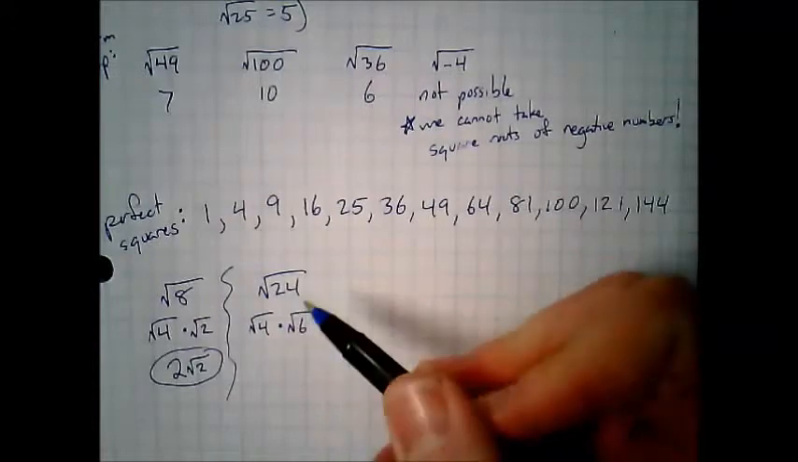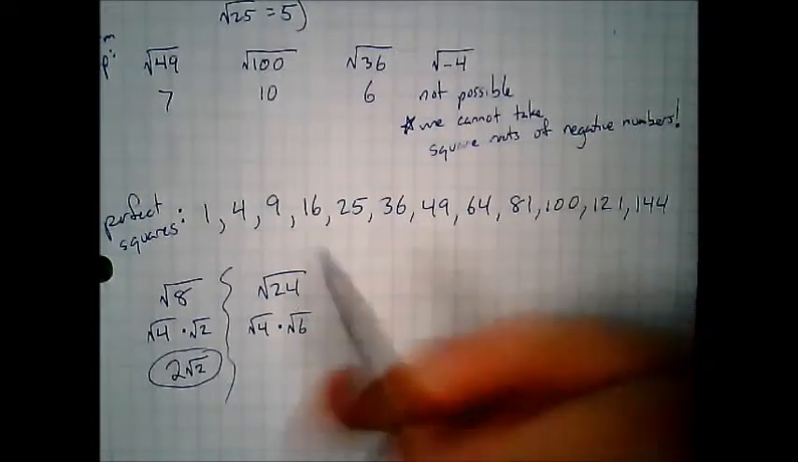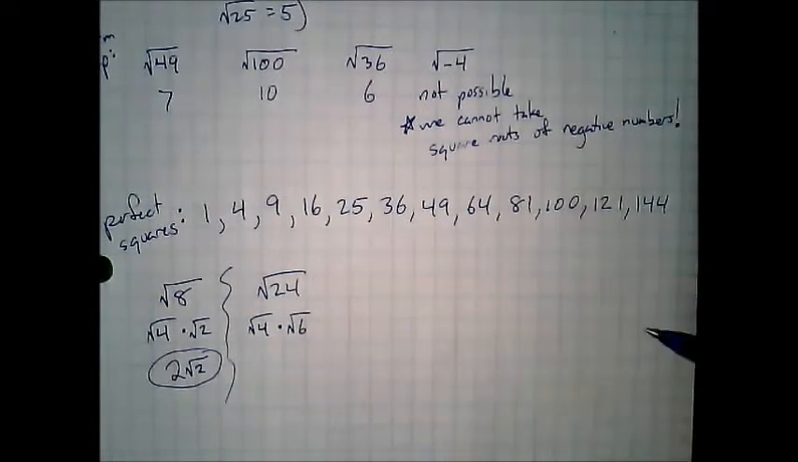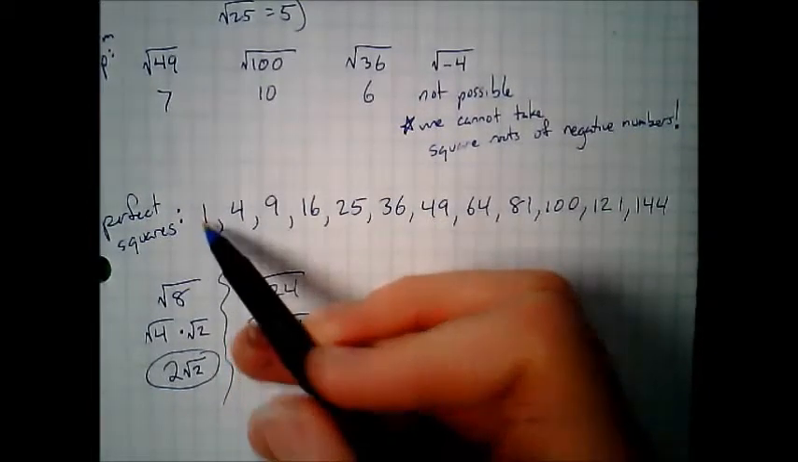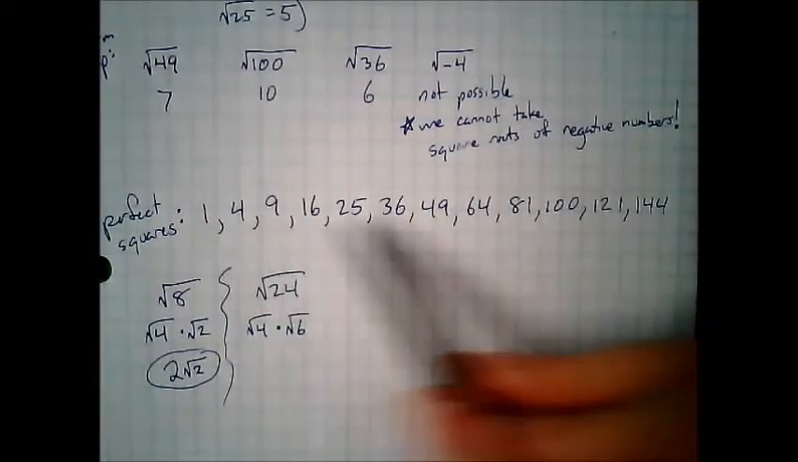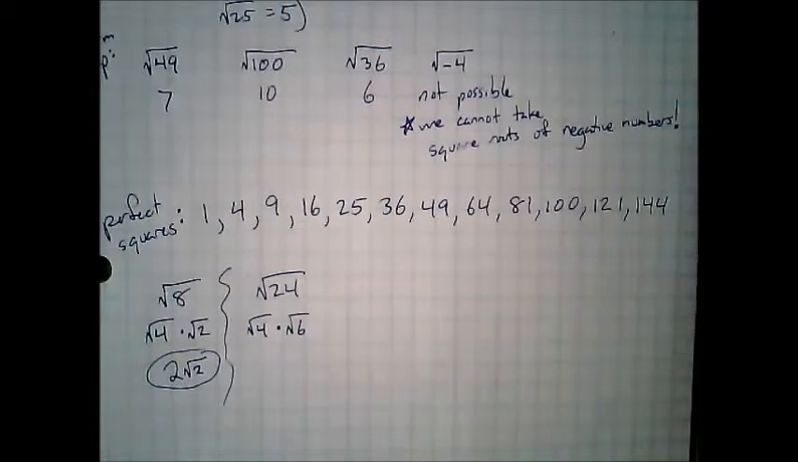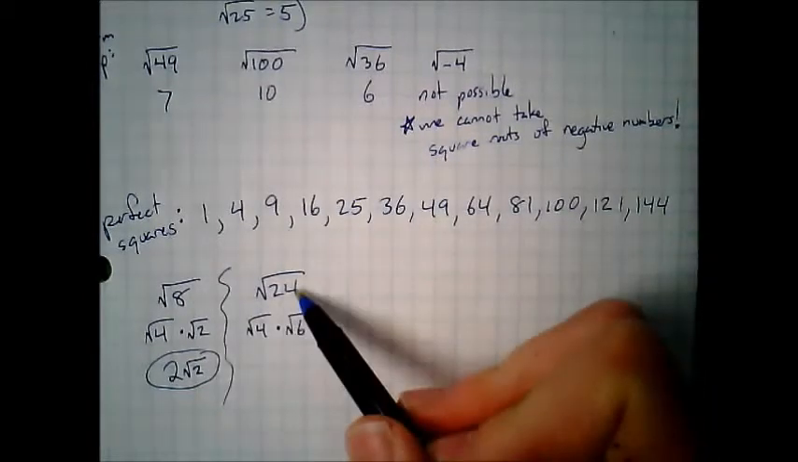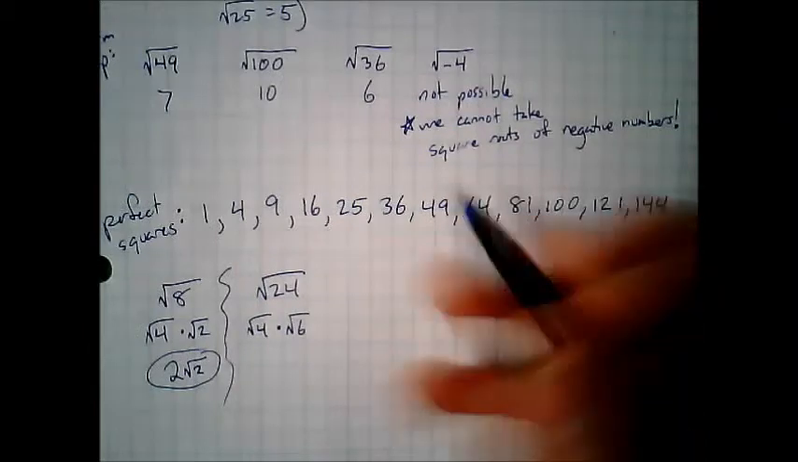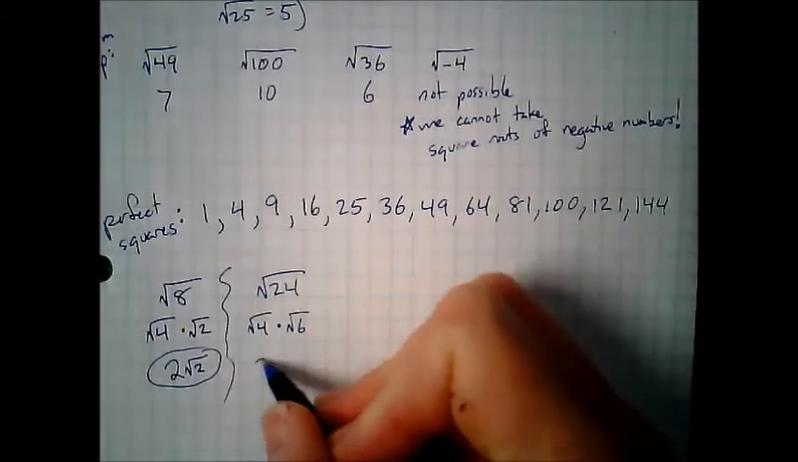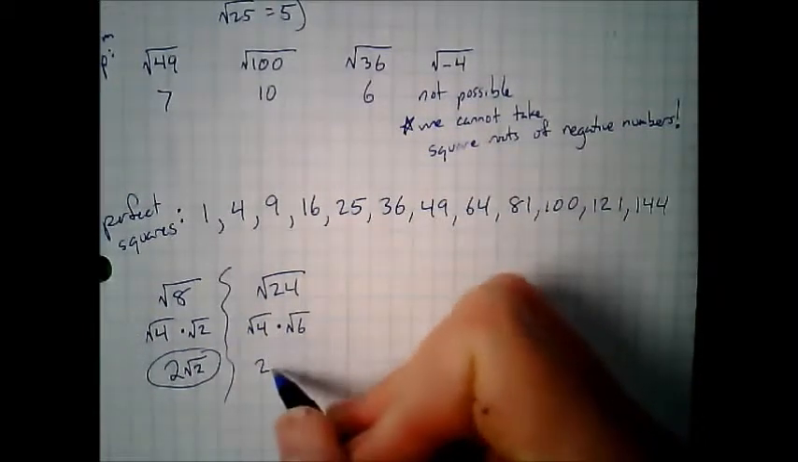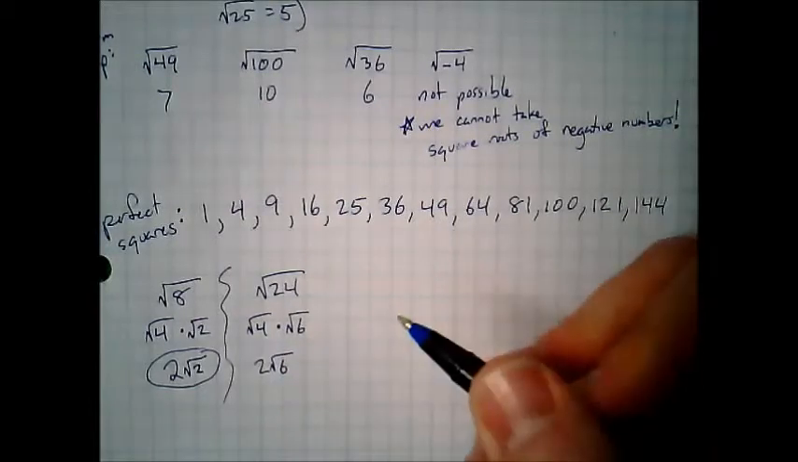There's a lot of numbers that multiply to get 24, but we only care about the one where one of our factors is a perfect square. Okay, 8 times 3 is 24, 12 times 2 is 24, 24 times 1 is 24. But we don't really care about those. We care about what's the biggest perfect square that goes into 24, and that's 4. Again, the square root of 4 is 2, so this answer is just 2 times the square root of 6.